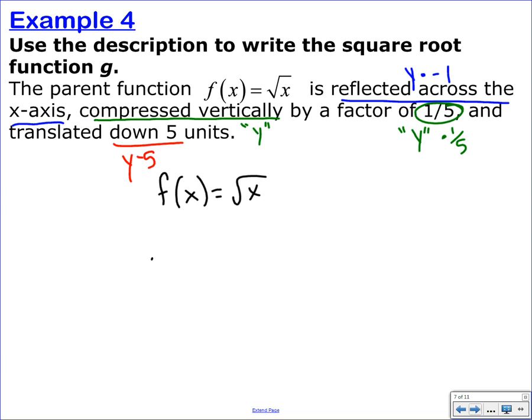So your new function, and you guys know I'm picky on this, I want g of x equals, because it's an equation. And weird things that math teachers are sometimes picky about. I like to see an equal sign when you're writing an equation. Reflected across the x-axis, so that's a negative. Notice how I have it color-coded. Compressed vertically by a factor of 1/5, so I'm multiplying the y's by 1/5. Your parent function, so you know what you're graphing. And down 5, minus 5. Notice nothing was happening to the x's, so everything is outside the radical.